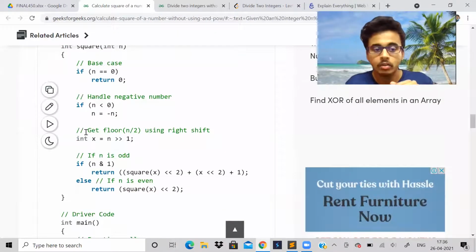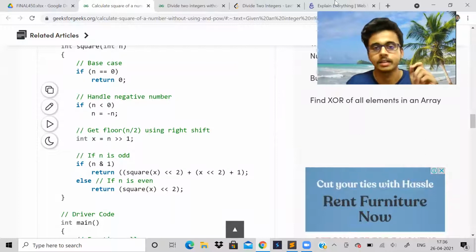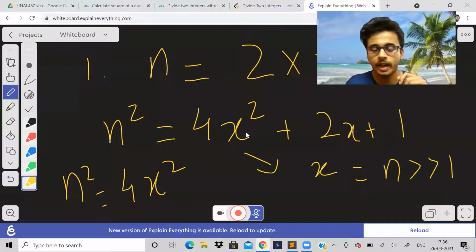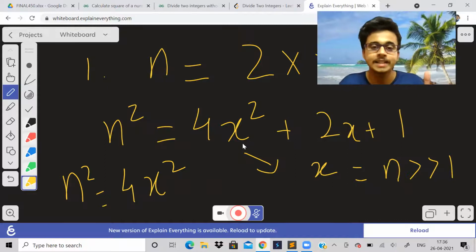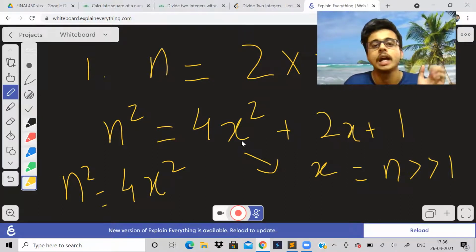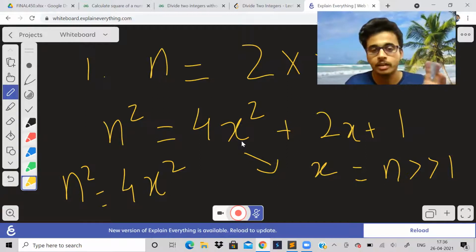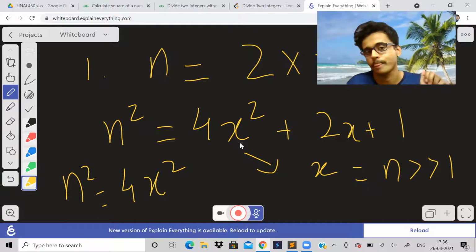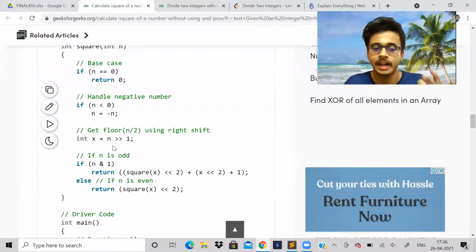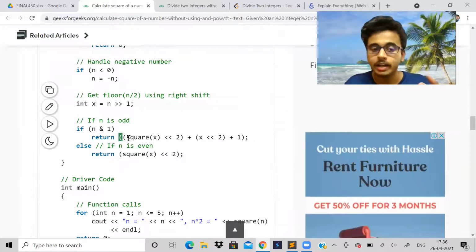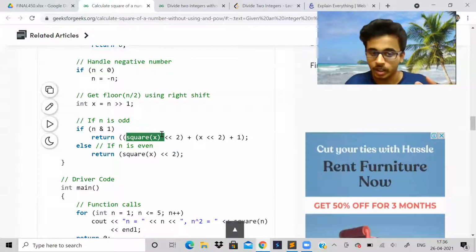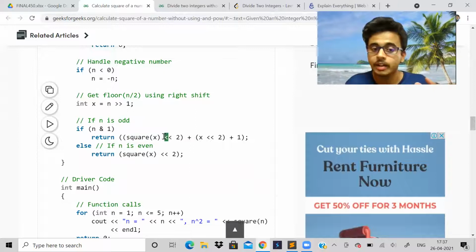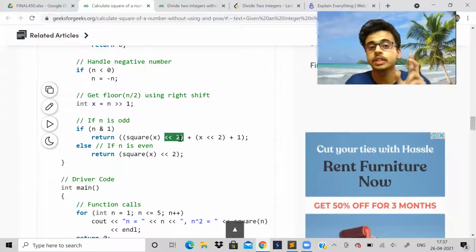Fine. Now they're saying find x. See, over here I told you now you have to find out x. So basically x is nothing but floor value of n by 2. That means if n is 5, x is equal to 2. So find out that x and then recursively call the function. And what is this left shift 2? Left shift 2 means multiplying by 4.